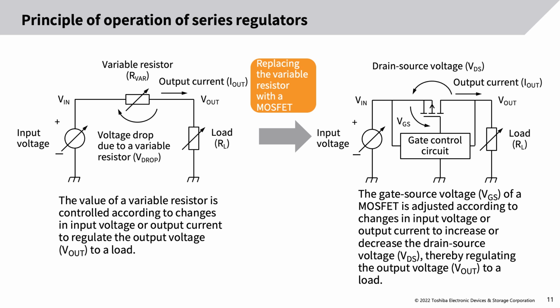Principle of operation of series regulators. The left figure is a simplified series regulator schematic. The value of a variable resistor is controlled according to changes in input voltage or output current to regulate the output voltage, Vout, to a load. The right figure is a schematic of a series regulator with the variable resistor replaced by a MOSFET to explain the operation in more detail. The gate source voltage, VGS, of a MOSFET is adjusted according to changes in input voltage or output current to increase or decrease the drain source voltage, VDS, thereby regulating the output voltage, Vout, to a load.